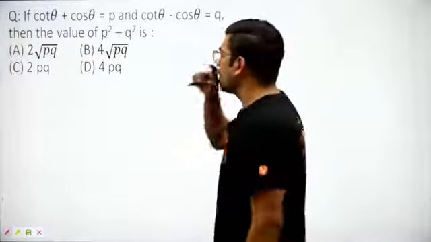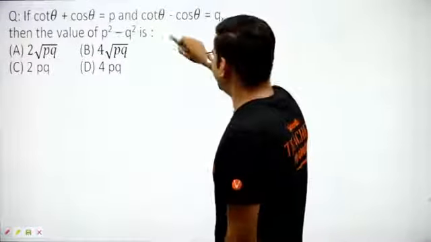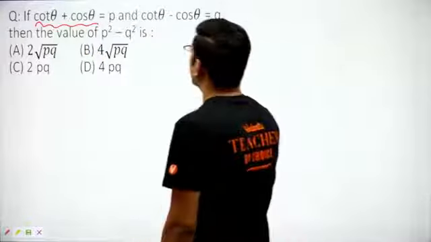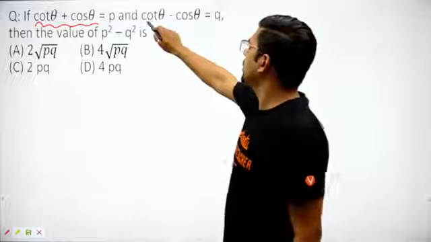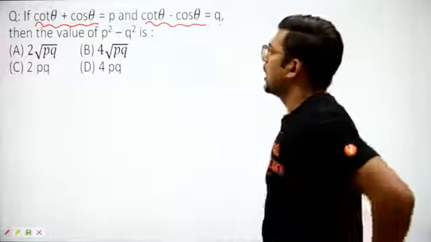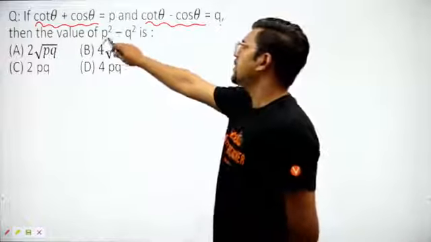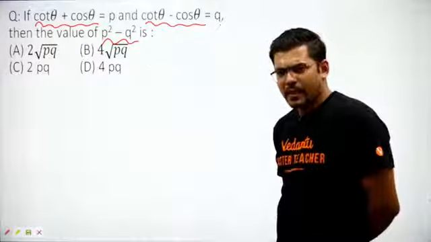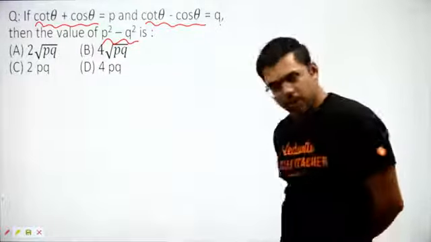So now I'll be solving this question for you all. See, here it is saying cot theta plus cos theta is equal to P, and cot theta minus cos theta is equal to Q. And now it is asking for the value of P square minus Q square. Now see, this question looks easy, or if it doesn't, then I'll make it easy for you.